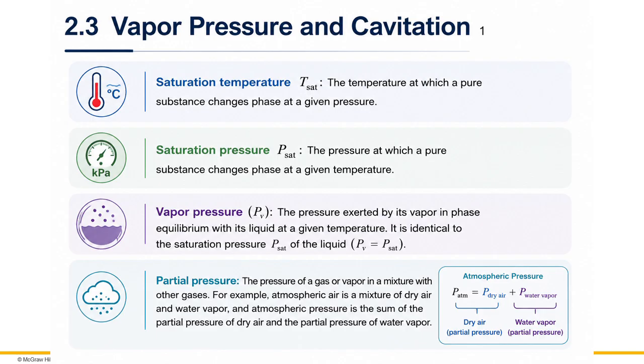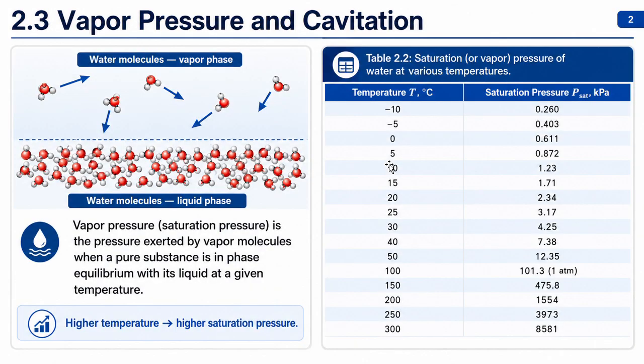The slide also introduces partial pressure. For a gas mixture, the total pressure is the sum of partial pressures of individual gases. For moisture, we can write P atmosphere is equal to P dry air plus P water vapor. This is important because air is not just dry air, it contains water vapor, and that water vapor contributes to the total atmospheric pressure.